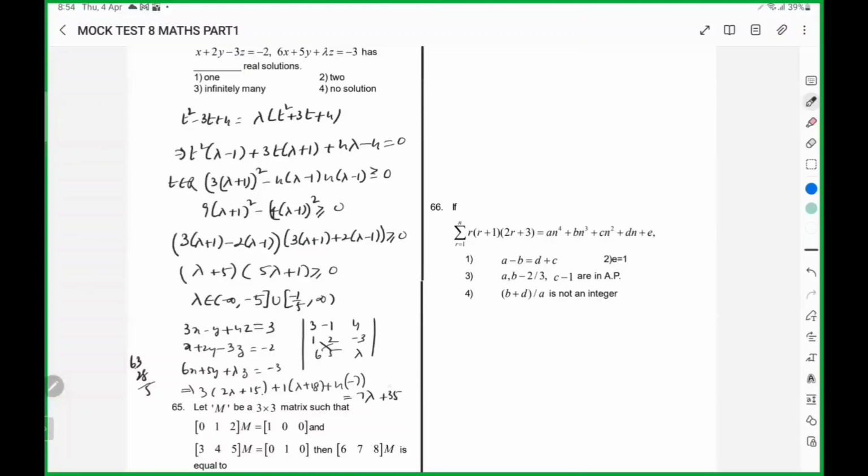So for lambda equal to minus 5, you have a zero possibility. Other than minus 5, there is no other possibility.